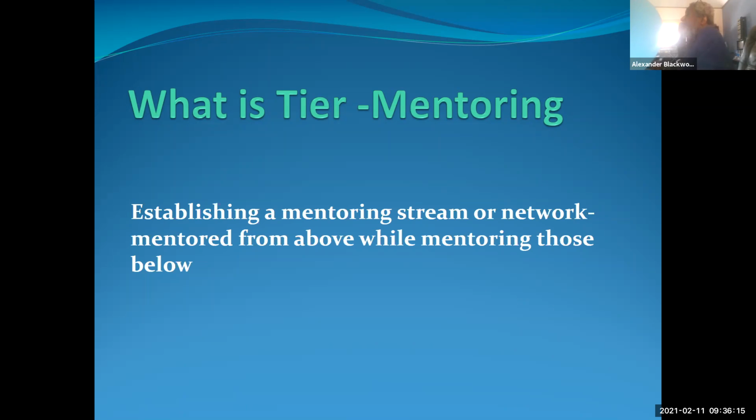So what is peer mentoring? It's establishing a mentoring stream or a network where you're mentored from above and you mentor those below you. Next slide. It's a pay it forward clause. Next slide.